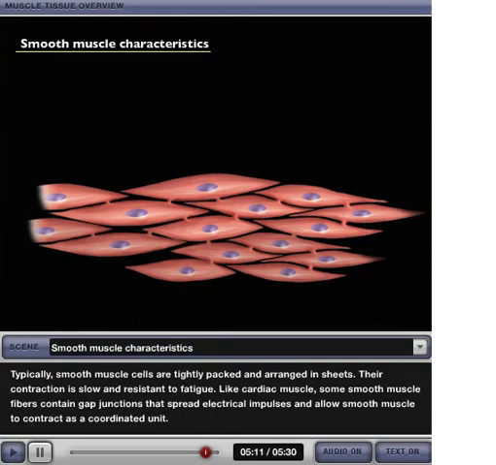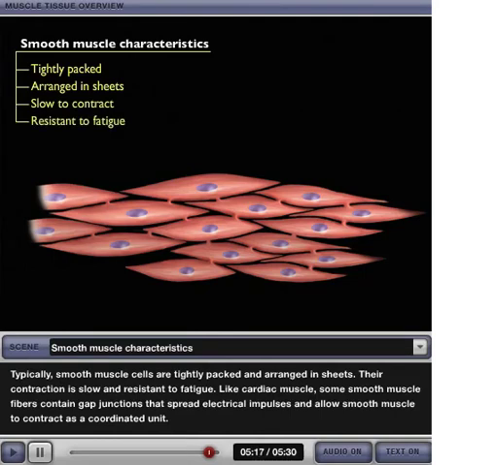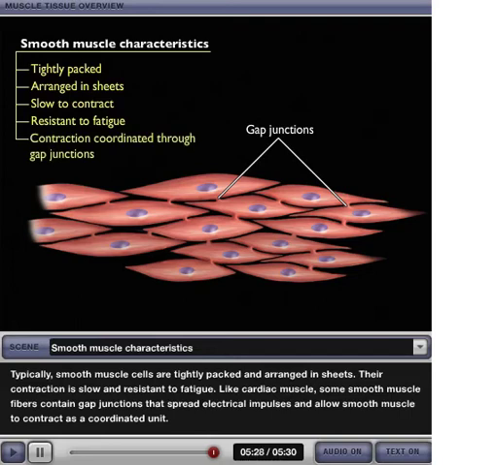Typically, smooth muscle cells are tightly packed and arranged in sheets. Their contraction is slow and resistant to fatigue. Like cardiac muscle, some smooth muscle fibers contain gap junctions that spread electrical impulses and allow smooth muscle to contract as a coordinated unit.